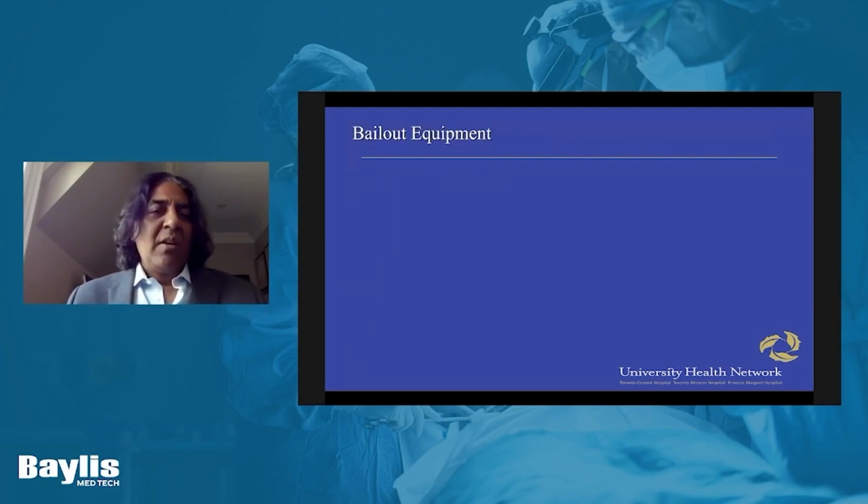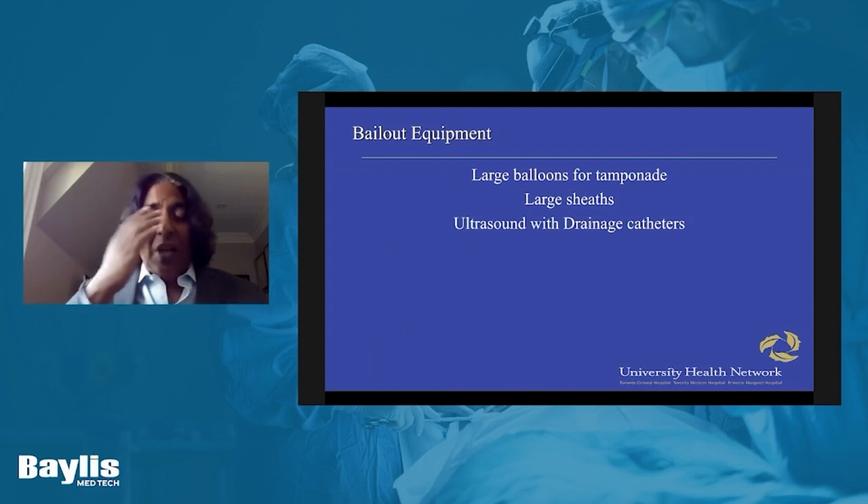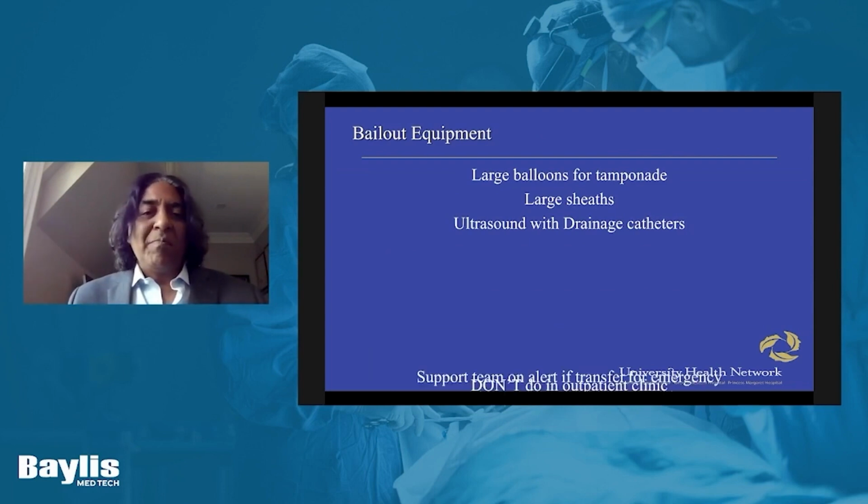and you could treat right at the same time. So in terms of bailout equipment, I like to have large balloons for potential tamponade, large sheaths to deliver these large balloons, ultrasound with drainage catheters. If they have a pericardial effusion, you can stick a drainage catheter in immediately.